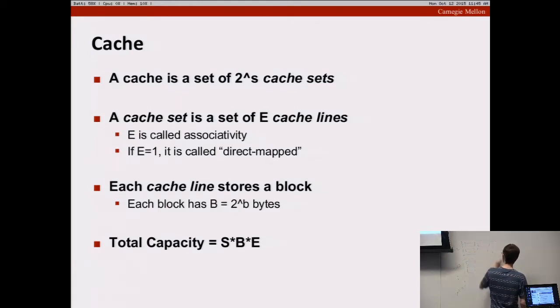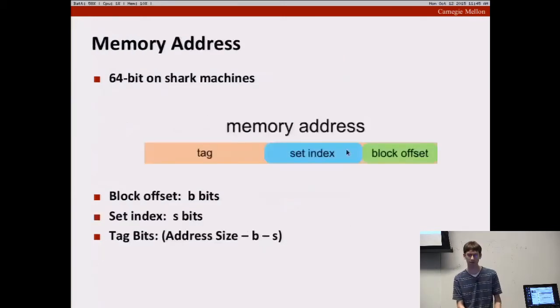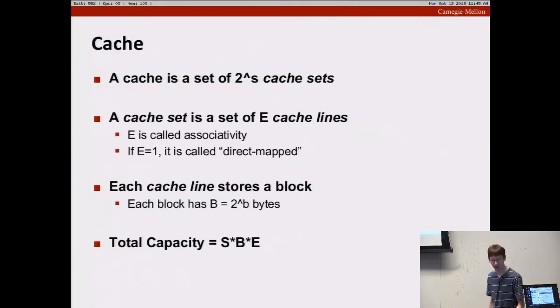And each line contains a couple things. So these will sort of be the lines of the set. So this is like if e equals 2. So we have 2 to the s total sets, where s is the number of bits in the set index. Because of course we can index 2 to the s different things if we have s binary bits. So then each set has some number of lines. In this case, this example is 2.